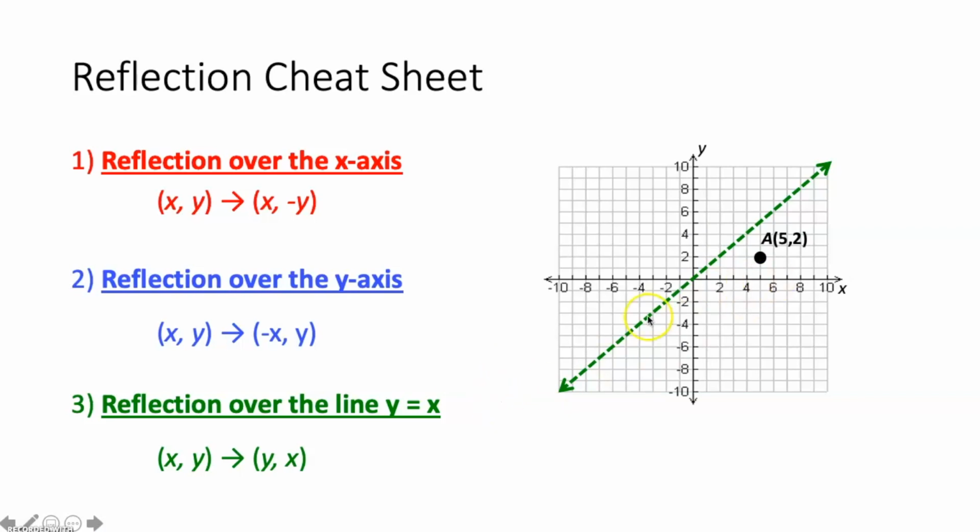So if I want to reflect my point A over the line y equals x, I just flip the x-coordinate and the y-coordinate. So instead of being at 5, 2, if I reflect point A over the line y equals x, it's going to be at 2, 5. So I put A prime at 2, 5, and that's how you reflect over the line y equals x.